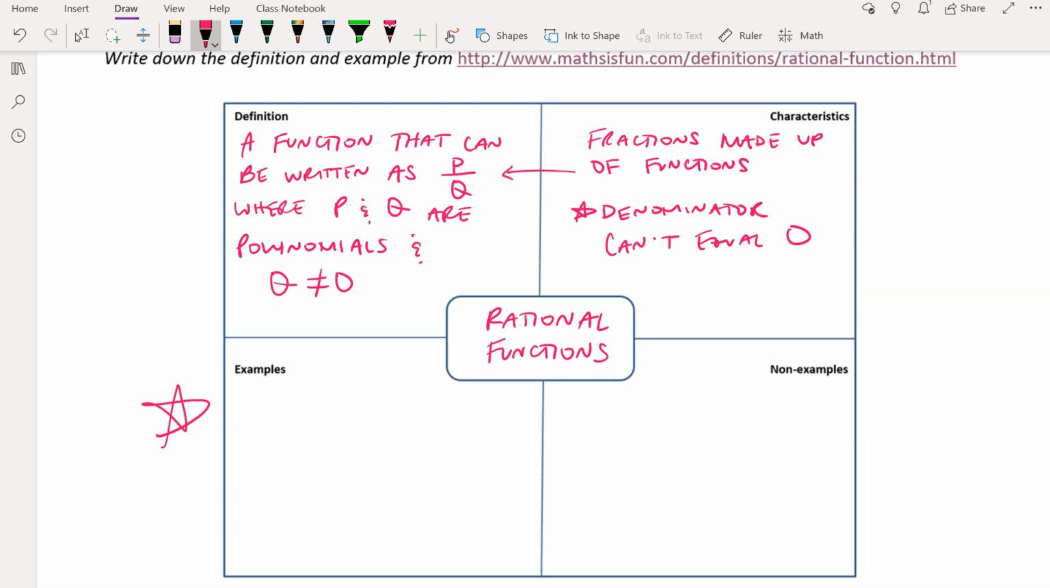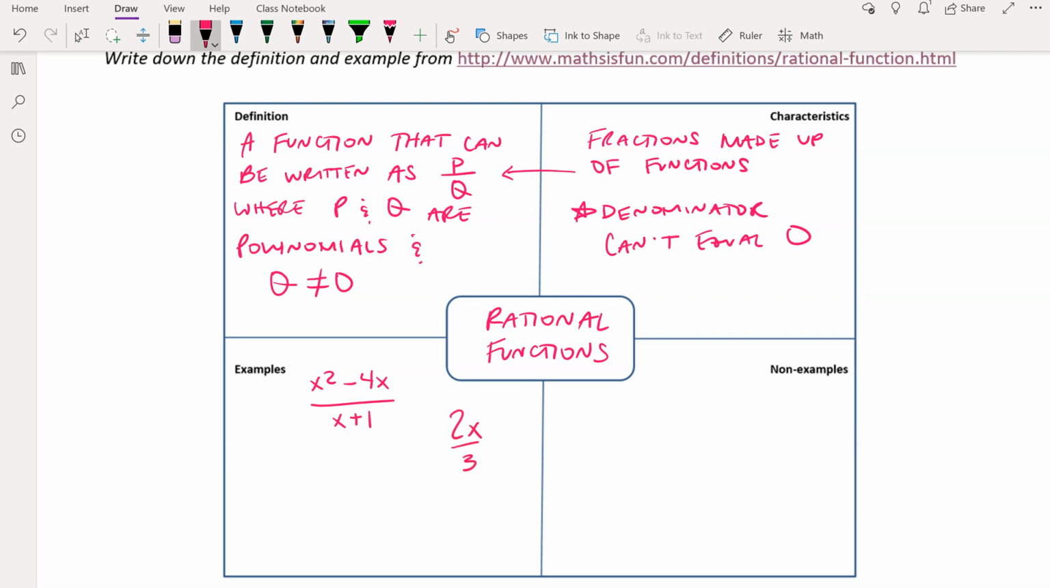Cool. Let's get some examples down. So we're going over to this box over here. Examples. Here's an example of a rational function, x squared minus 4x over x plus 1. It's a fraction. It's made up of two polynomials. We have a polynomial in the numerator, a polynomial in the denominator. Boom. Rational function. All right, here's another example, 2x over 3.